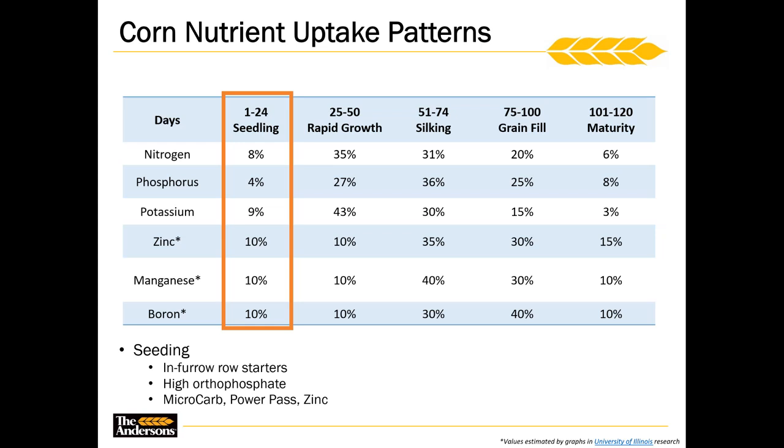We also have a few products here which are going to be additions, like our MicroCarb, our PowerPass, and our zinc. So that MicroCarb is going to deliver some zinc, manganese, and boron into the crop early in the season, as well as a fulvic acid. And that fulvic acid is going to serve as a delivery system. We also have PowerPass noted here. That is going to help increase our root growth.